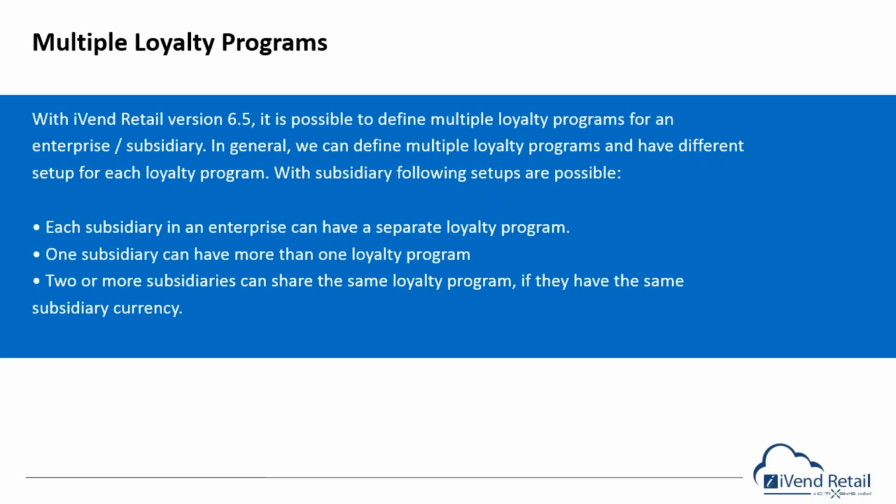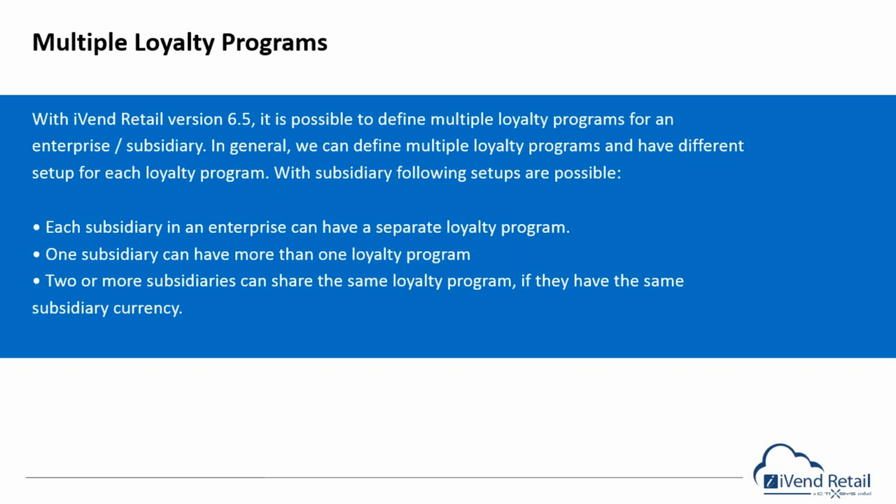Okay. So each subsidiary in an enterprise can have a separate loyalty program. One subsidiary can have more than one loyalty program. This is a wow kind of environment that we are going to get from 6.5 onwards. Two or more subsidiaries can share the same loyalty program.